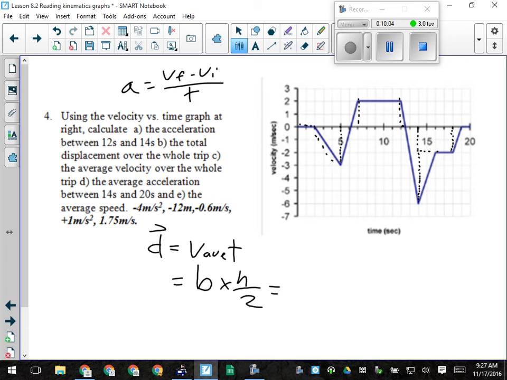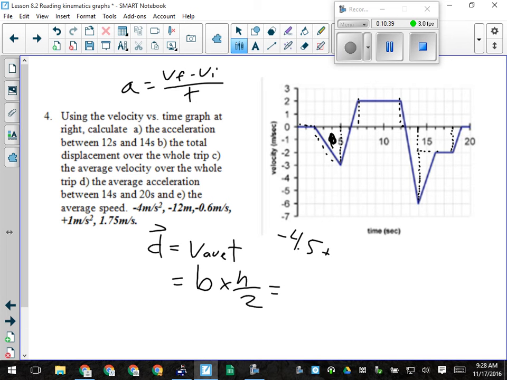For this one here, the height of this triangle is -3. The base of this triangle is 3. So 3 times -3 is -9, divided by 2 is -4.5. So the displacement in this triangle here is -4.5. Then I've got this triangle here. It's going to be -3 times 1 over 2, so he goes -1.5 in this part.